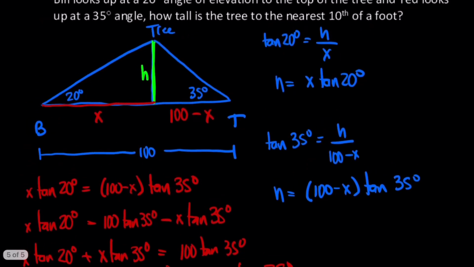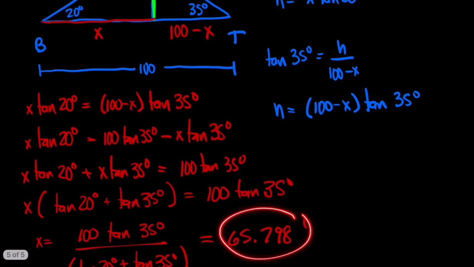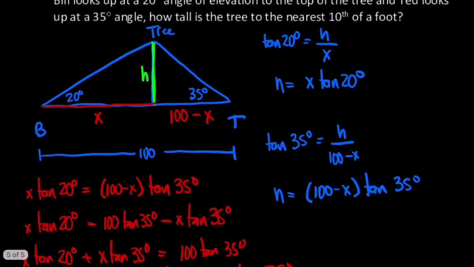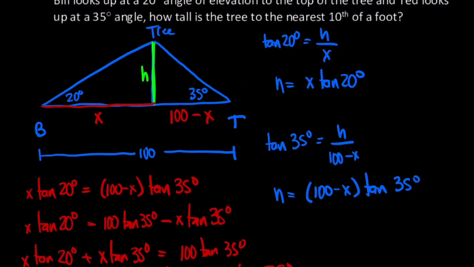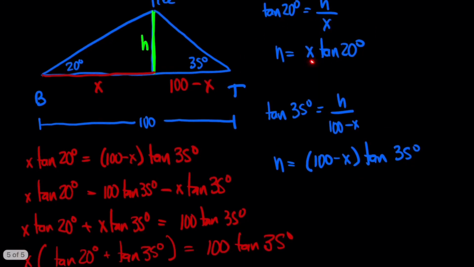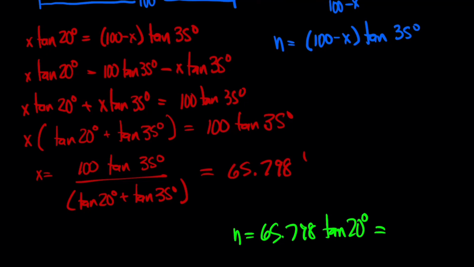Remember what the question wanted to find: how tall is the tree? So I need H. Well, once you have X, I can use either of these expressions to get H. Obviously, I think this one's a lot easier, so I'll just throw X in here and do X tangent 20 to get H. So finally, H equals 65.798 times tangent 20, and I'll round that to the nearest tenth, 23.9 feet.